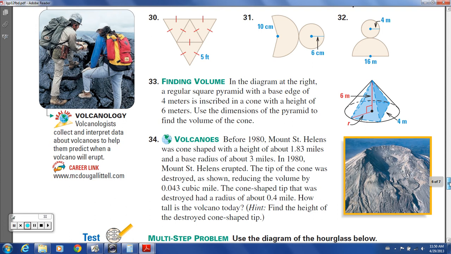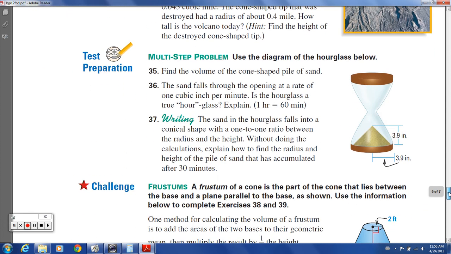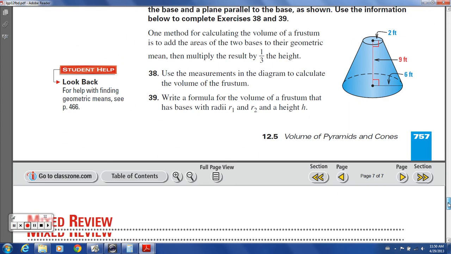Glad I wasn't there when it blew up in 1980, though. I wasn't even born yet. You weren't either, probably.